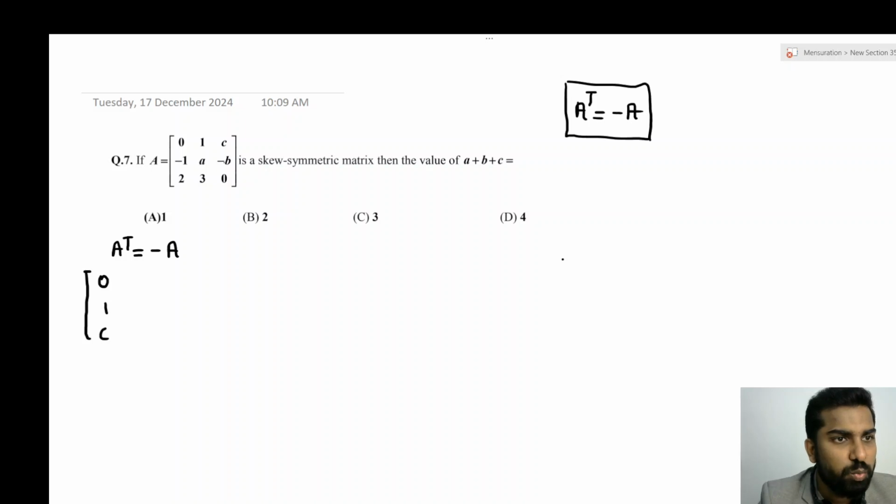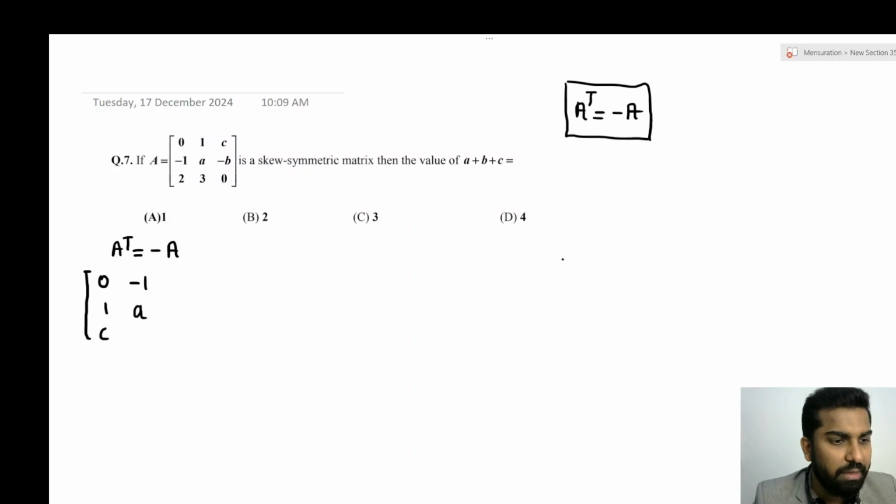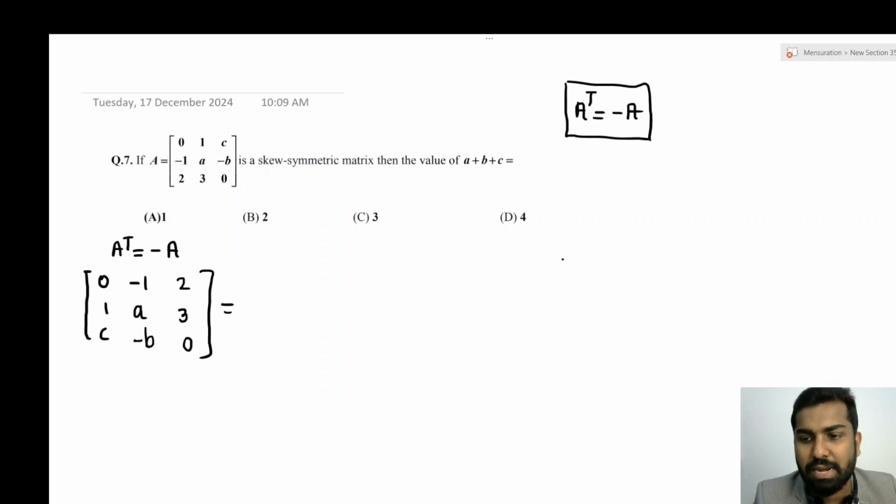Minus 1, A, minus B is the second row, so here the second column will be minus 1, A and minus B. 2, 3, 0 is the third row, that will be the third column. So this will be equal to minus A matrix. Minus A matrix is nothing but this matrix A multiplied by the scalar minus 1.